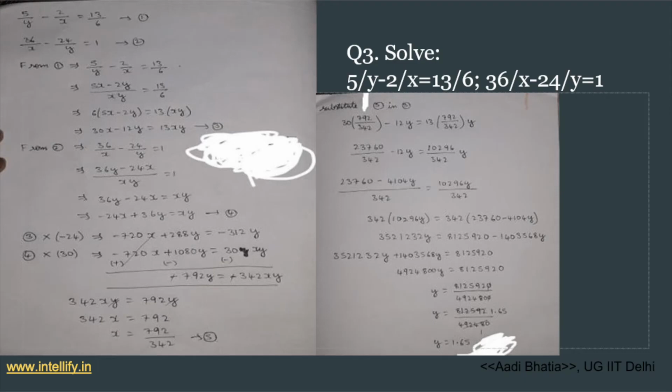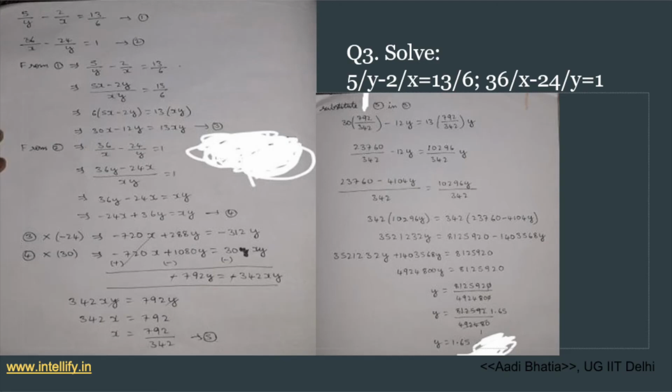Then we go to, so this is how we will solve. We'll take 5/y minus 2/x equal to 13/6, and 36/x minus 24/y equal to 1. We'll take both of them as equation 1 and 2. From equation 1, 5/y minus 2/x is equal to 13/6.